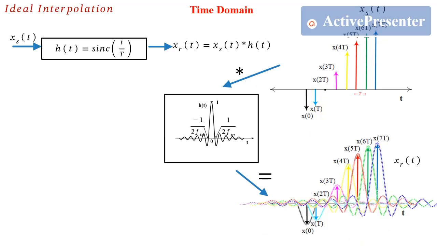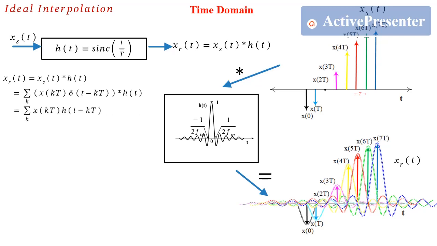Mathematically, this can be written using the convolution sum formula. The sampled signal was obtained by multiplying the continuous time signal with an impulse train of periodicity T. When h(t) is convolved with these impulses, we get the delayed and scaled impulse responses. Substituting h(t) as sinc(t/T) gives us this expression. We observe that these sinc pulses are delayed by kT and their zero crossings are at integer multiples of the sampling instant T.